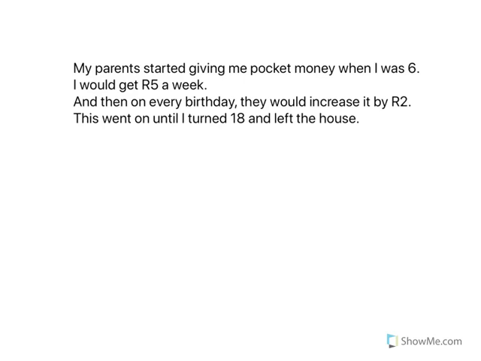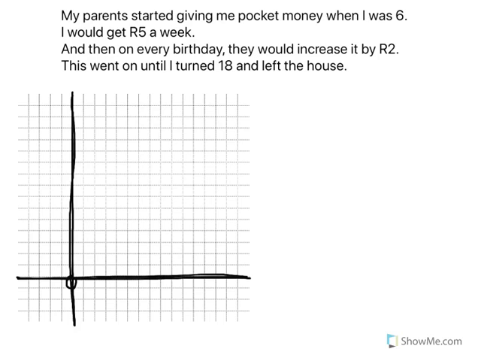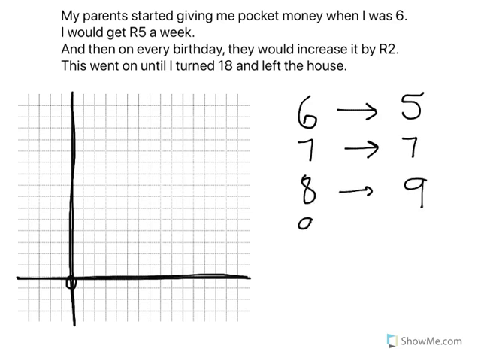So let's figure out how we would represent this graphically. In terms of the function itself, here's what's going on. When I'm 6, I get 5 Rand a week. When I'm 7, that goes up to 7 Rand. When I'm 8, that goes up to 9 Rand. When I'm 9, that goes up to 11 Rand. So we're going up in multiples of 2, so that gives me the sense that my function is y equals 2 times some input.